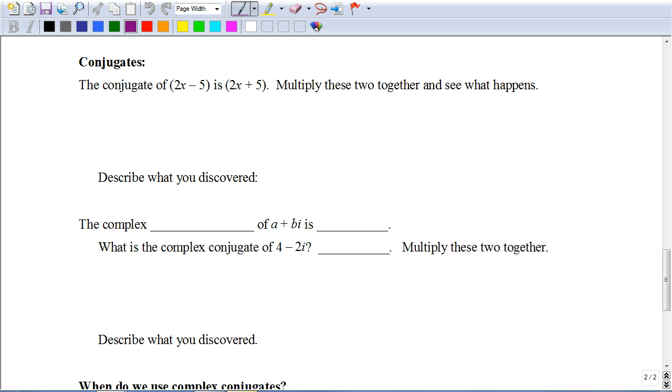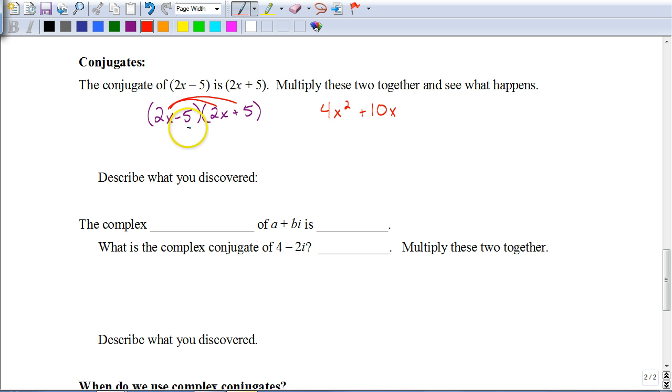So here we see that the conjugate of 2x minus 5 is 2x plus 5, and vice versa. So the conjugate of 2x plus 5 would be 2x minus 5. Let's look at what happens when we multiply these two conjugates. Now, whether you use the FOIL method, the extended distributive property, or the window method, either way, this is what we're going to end up doing. 2x times 2x and 2x times 5. Well, 2x times 2x gives me 4x squared, and 2x times 5 gives me 10x.